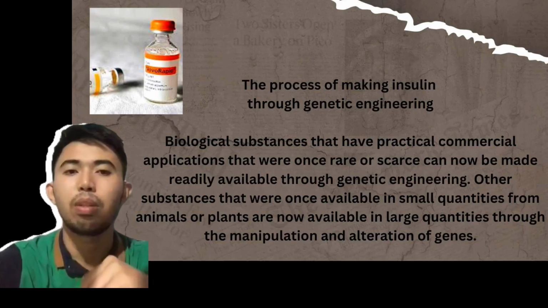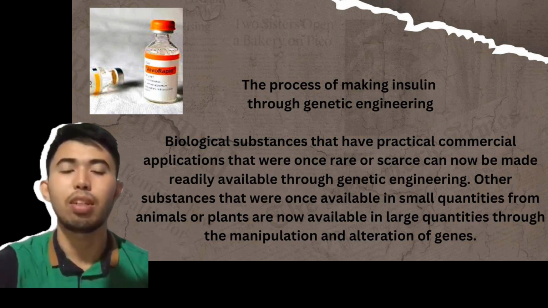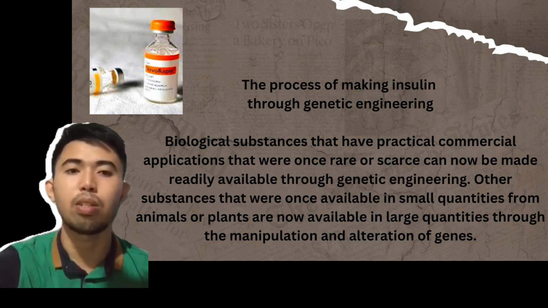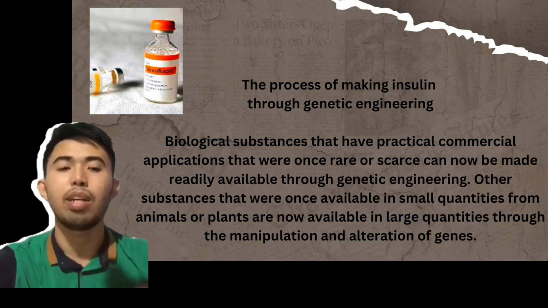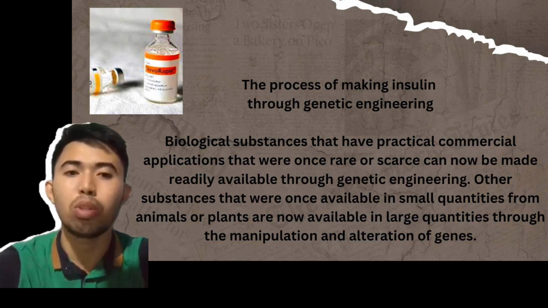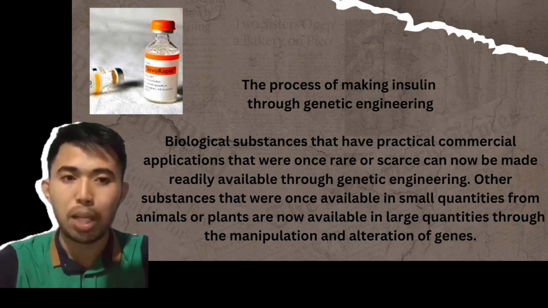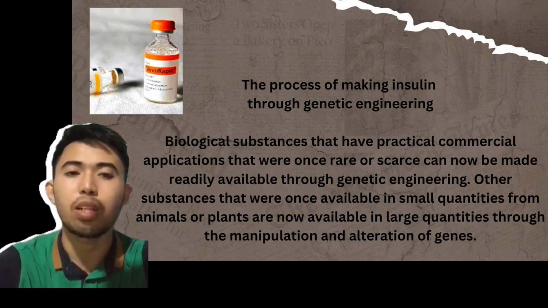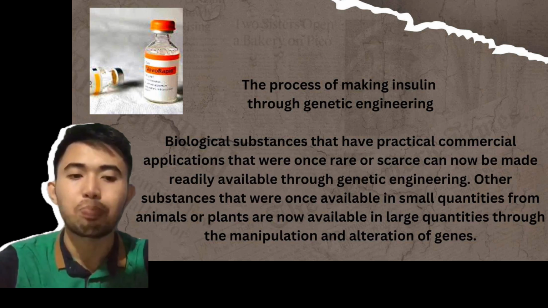The process of making insulin through genetic engineering: biological substances that have practical commercial applications that were once rare or scarce can now be made readily available through genetic engineering. Other substances that were once available in small quantities through animals or plants are now available in large quantities through manipulations and alterations of genes.